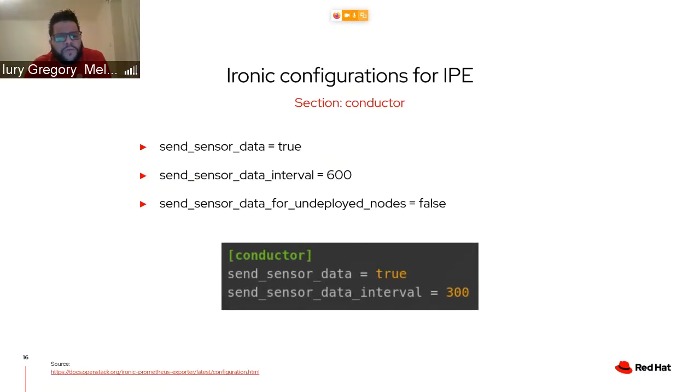And there is also one optional configuration that you can set. It's send sensor data for undeployed nodes. By default, it's false. So if you only have a node that is enrolling in Ironic and you want to get information about it, you can just set this to true and you will be collecting metrics from all the nodes. It doesn't have to be in the active state.